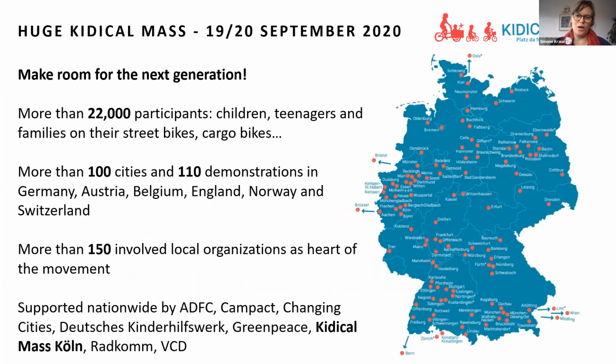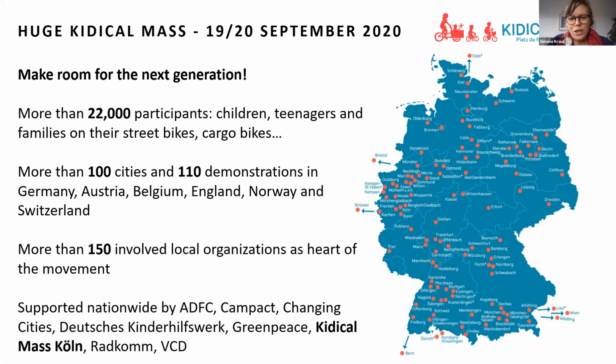So this is our mobility action. We organized a huge Critical Mass all over Germany, as you can see on the map, and even in some other European countries on a central date, a weekend on the 19th, 20th September, in the middle of European Mobility Week, and exactly on Children's Day, International Children's Day. And we had more than 22,000 participants.